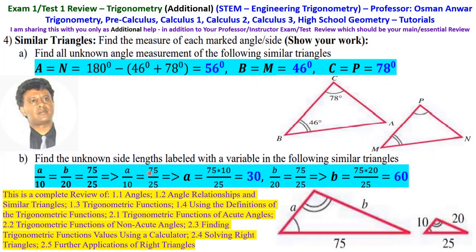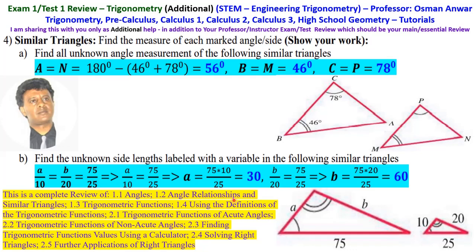B is given two triangles, similar triangles with measurements A, B, 75, and the other one is 10, 20, 25. A is proportional to 10, B is proportional to 20, 75 is proportional to 25. That means A over 10 is equal to B over 20 equal to 75 over 25.